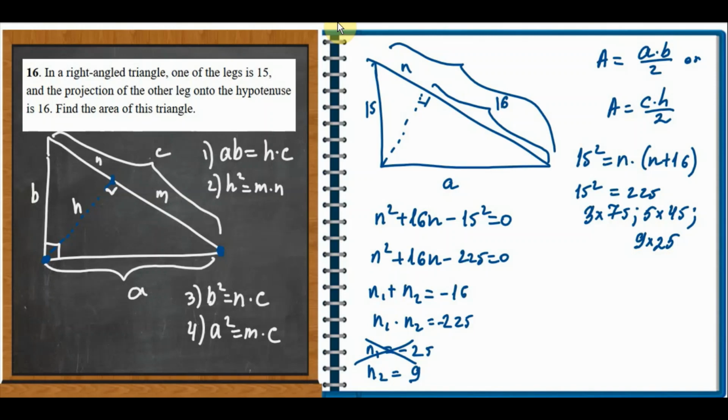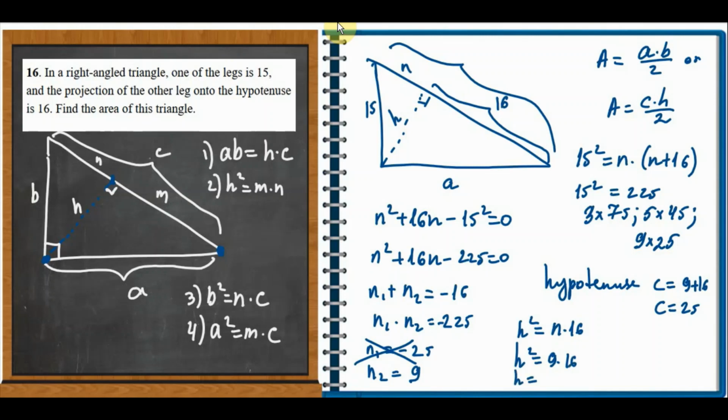So the hypotenuse will be, let's say, C equals 9 plus 16. So C is equal to 25. Now we can write that H squared, this is H, right? H squared is equal to N multiplied by 16. What is N? That's 9 multiplied by 16. And H is going to be simply 3 multiplied by 4.